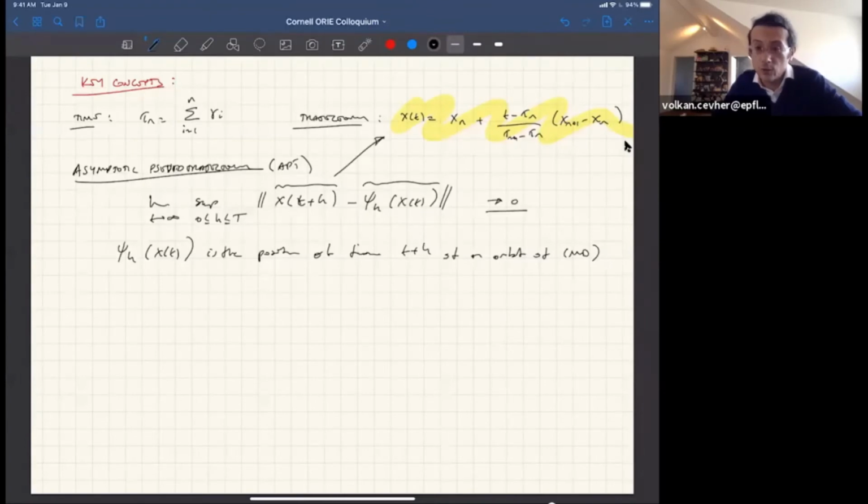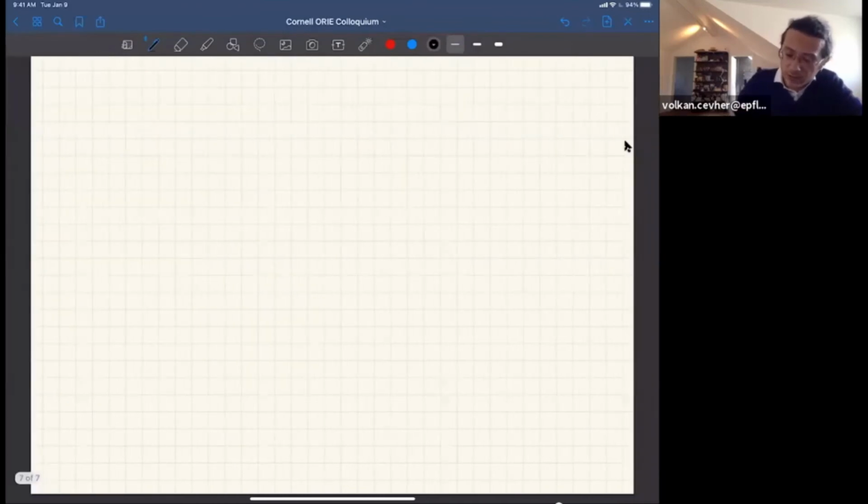So what we're going to show is that this thing goes to 0, hence that the XT, the trajectory that we get with the RM scheme, tracks the mean dynamics with arbitrary accuracy over arbitrary window length, hence establishing this connection. So here's a key question.